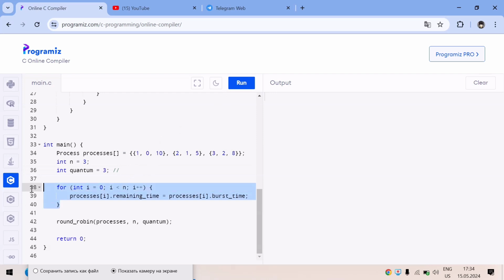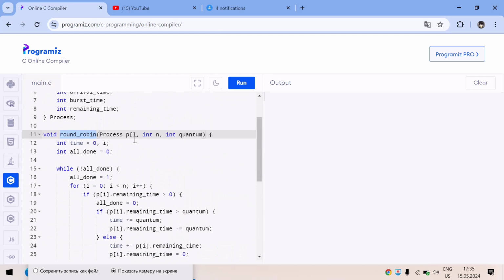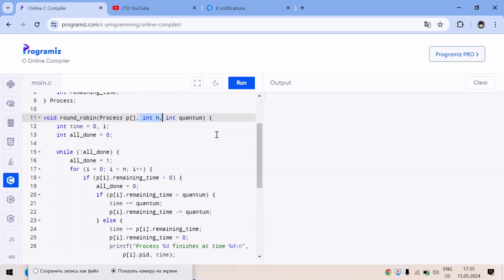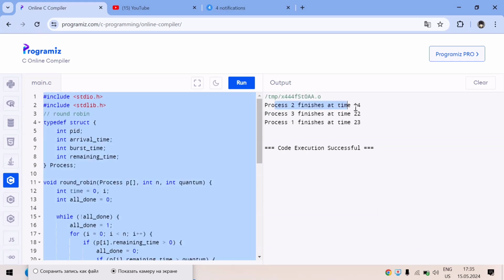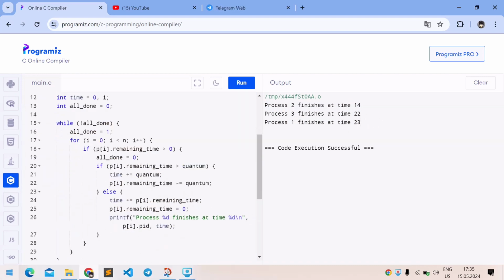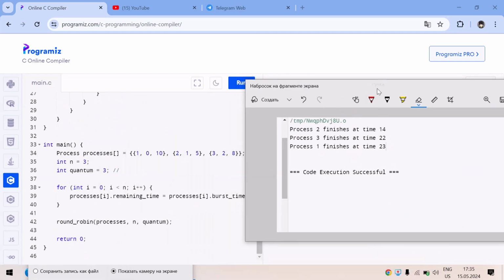So here's a for cycle, and our main implementation is a void function that accepts our array, the count of processes, and the quantum of our CPU. For example, if we run it, process 2 finished at time unit 14, process 3 finished at 22, process 1 finished at 23. Then let me explain this test case step by step.